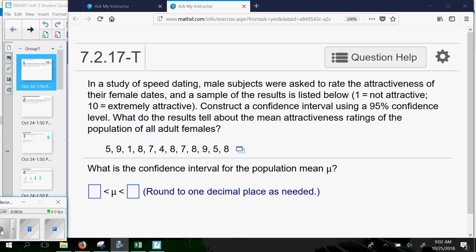I'm going to be walking through some student questions that have been emailed to me from the 7.2 assignment. This was actually question number 13, and the question ID, which corresponds with the textbook, is 7.2.17T, and I'll go ahead and read the problem and then we'll walk through how to solve it.